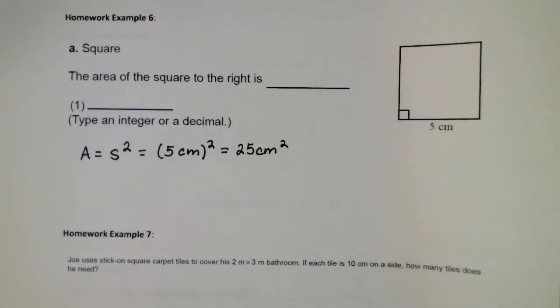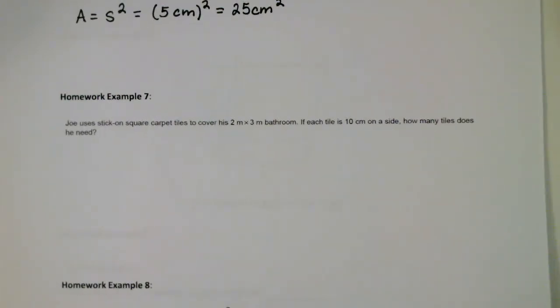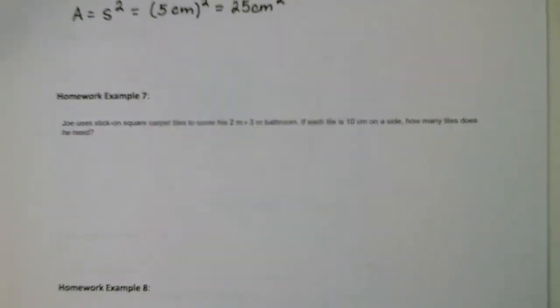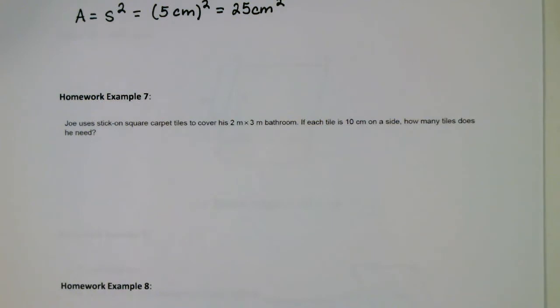All right, let's look at this homework example number 7. In this case, Joe uses stick-on square carpet tiles to cover the 2 meter by 3 meter bathroom. If each tile is 10 centimeters on a side, how many tiles does he need? Well, each side of a tile is 10 centimeters, and he's got a 2 meter by 3 meter bathroom.